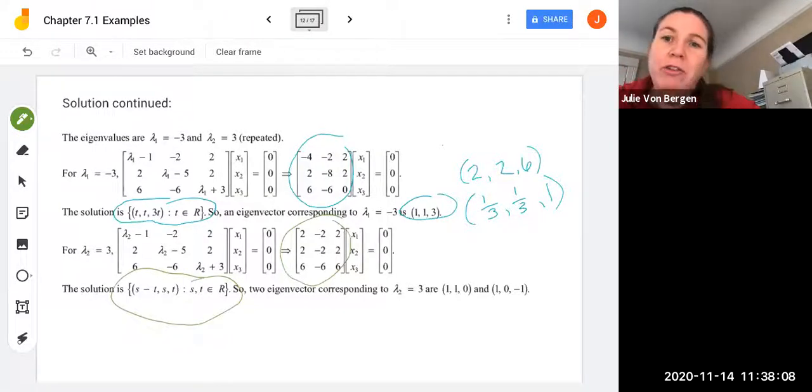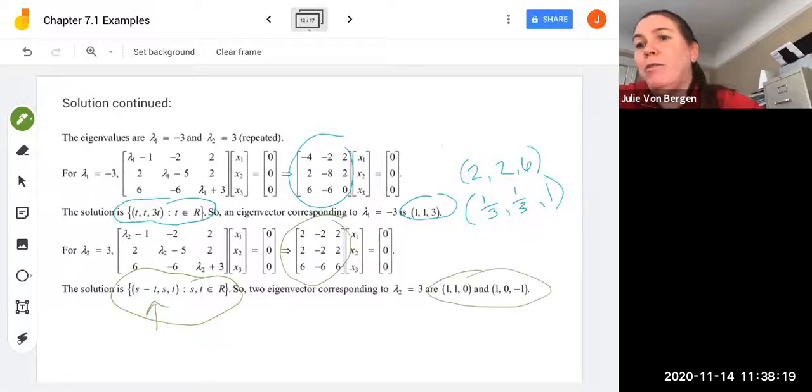So then we have eigenvectors in the form s minus t, comma s, comma t. So 2 possible eigenvectors are 1, 0, 0, and 1, 0, -1, but because s and t are free variables, there's an infinite number of eigenvectors possible here. So this is just one possibility.